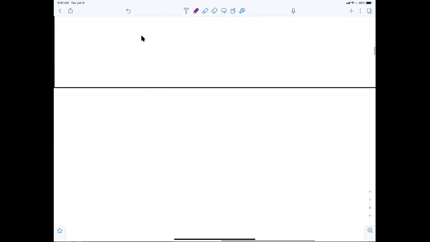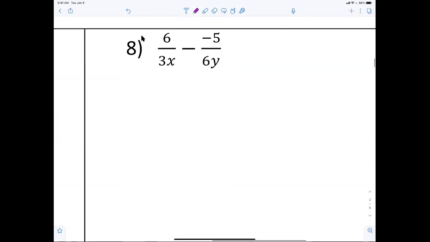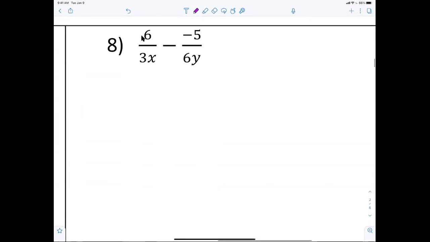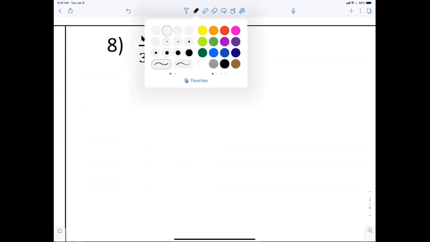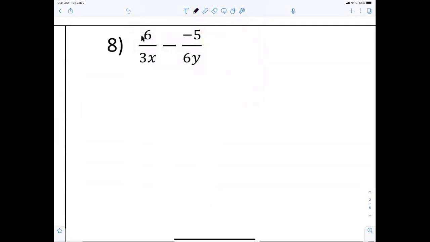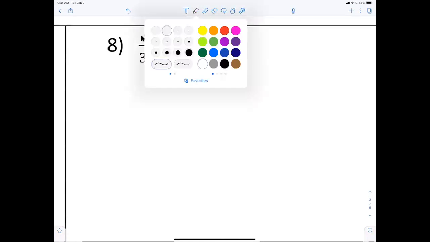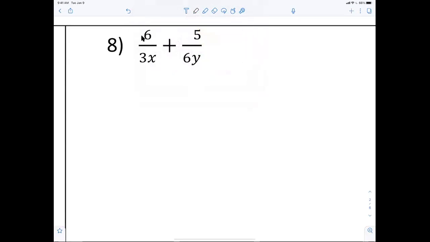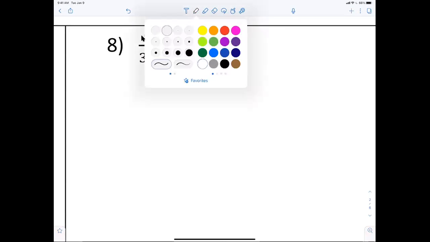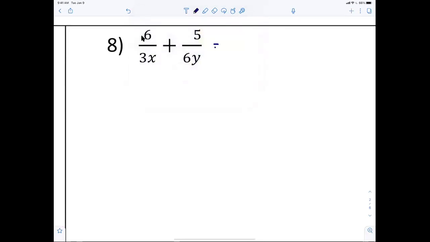All right, here we go. Let's check out number 8. Now, I try to be fancy here, but really nothing fancy, because the double negatives make it what? Yeah, so it'd be a good idea just to make that a plus. I'm just going to white that out. Now the problem's much easier. So now we're going to put an equal sign.